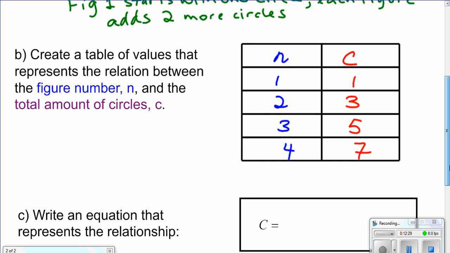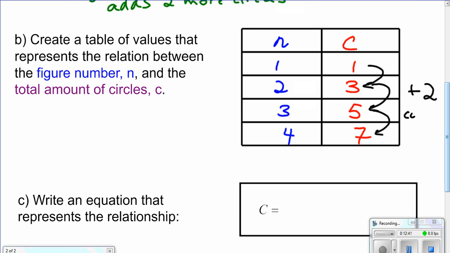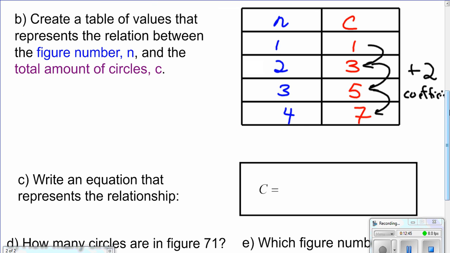Write an equation for the relationship. So we're going to look and see, well, how much we're going up by. Well, each figure adds 2 circles, so that means 2 is my coefficient. Okay, but that means I'm going 2 times the figure number.